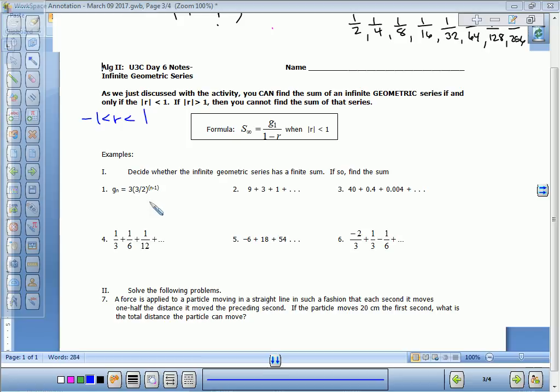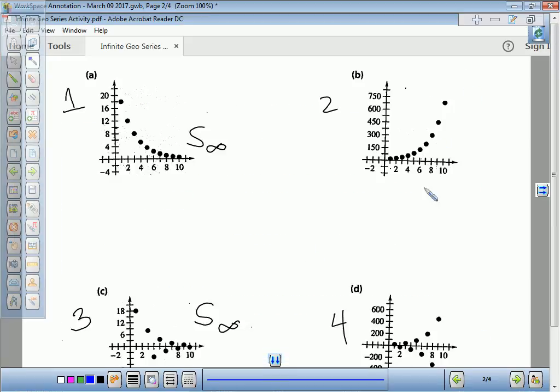So what is the ratio on this one? 3 over 2. And 3/2 is 1.5. Does this ratio fall within this interval? No, it does not. 1.5 is outside of that. So that means this one would look like this, and it would get infinitely larger forever, and we couldn't add them all up.